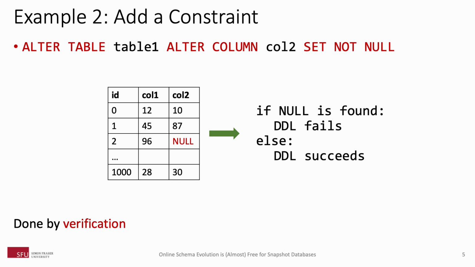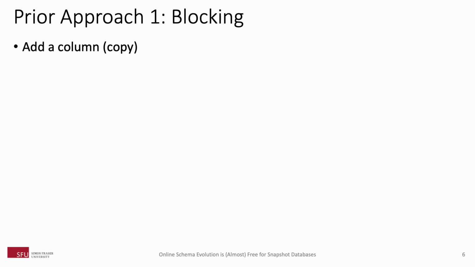So we have seen 2 examples. Actually, there are many types of DDL operations. But how exactly do we implement schema evolution? So I will talk about prior approaches firstly, then our approach.